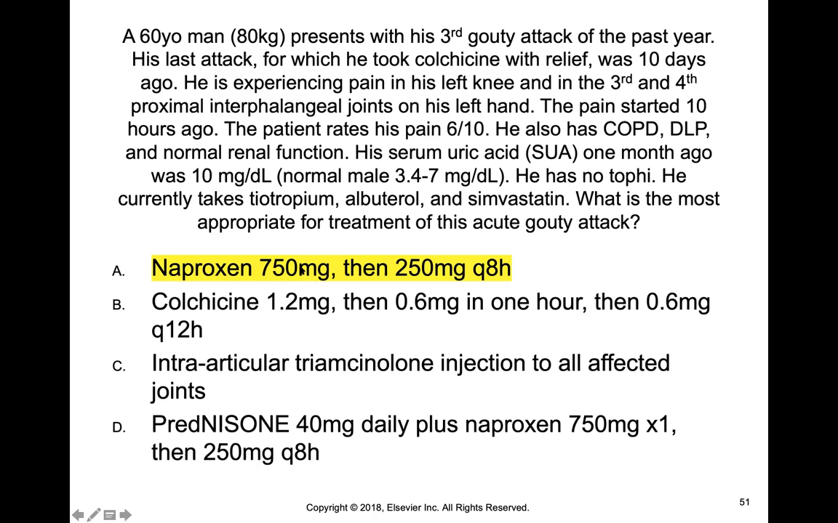And so colchicine in this case, at this dosing, would not be correct. In a flare, we wouldn't want to do an intra-articular triamcinolone injection. And then in this answer, combining a pretty high dose of prednisone with naproxen can really lead to some gastric ulcers.